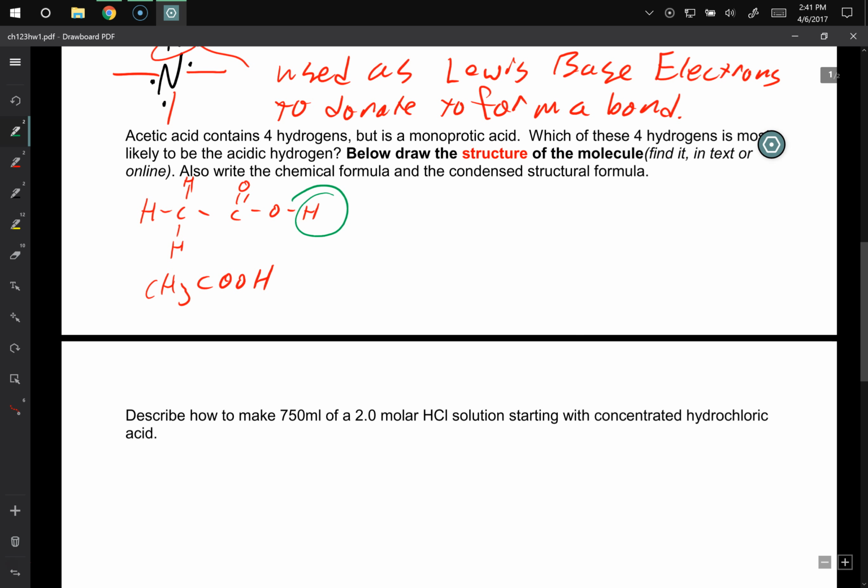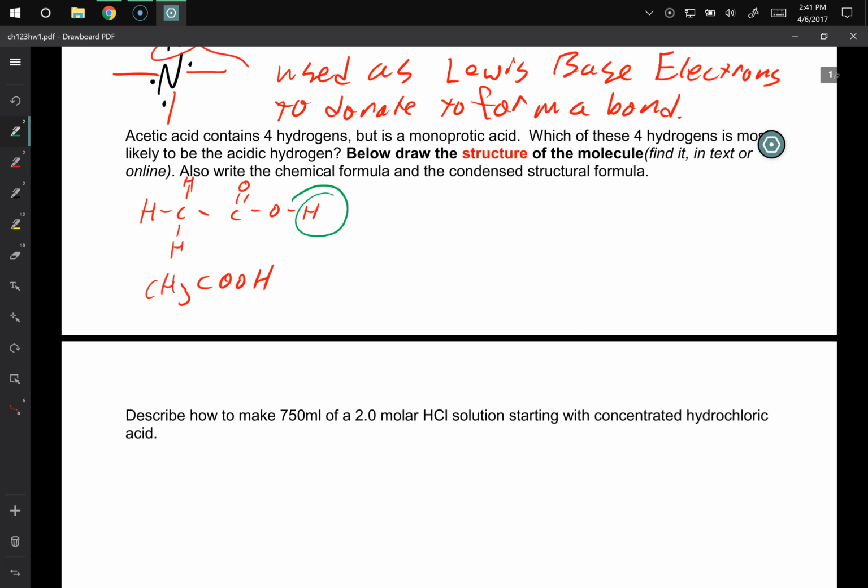So there's 2 ways to figure this out. One, if one of them is different than the other, that's probably the one we're talking about. So the other 3 are just connected to a carbon, and I wouldn't be able to tell them apart from each other. But that one on the far side is connected to an oxygen, so that's one way.